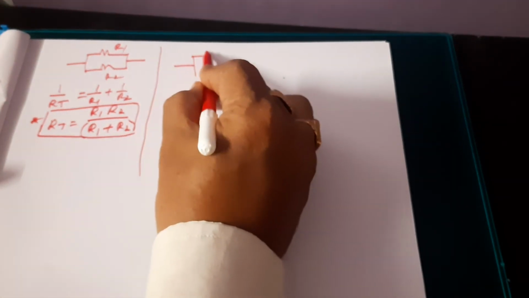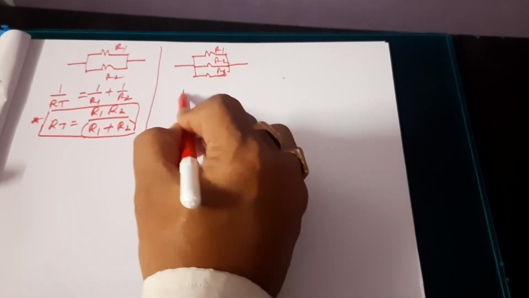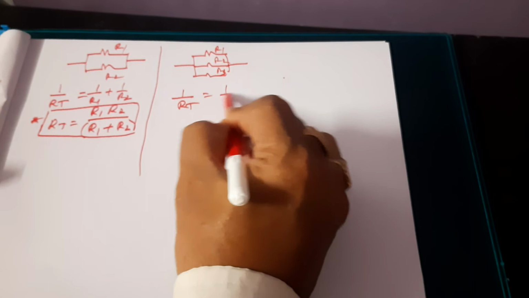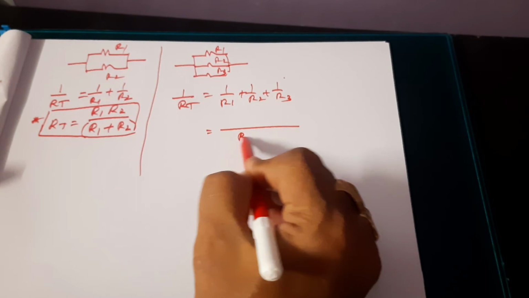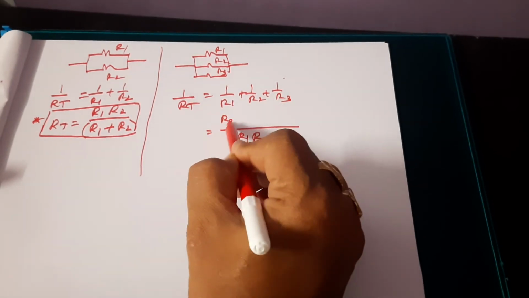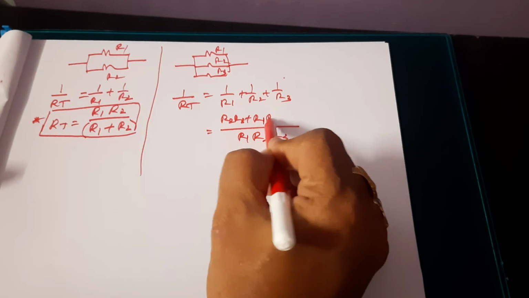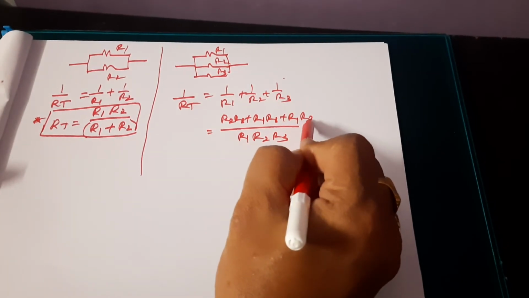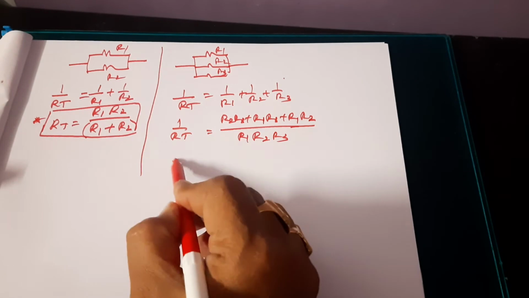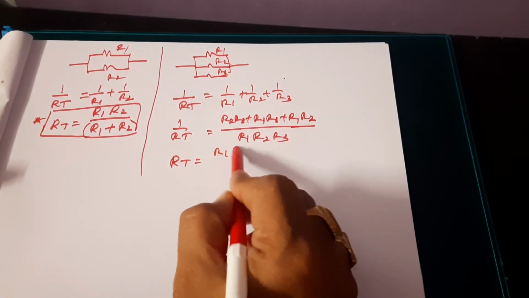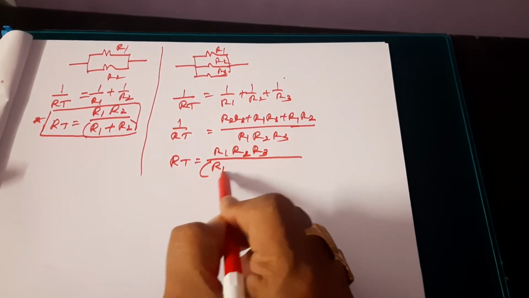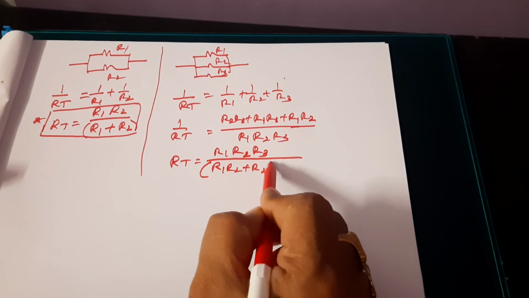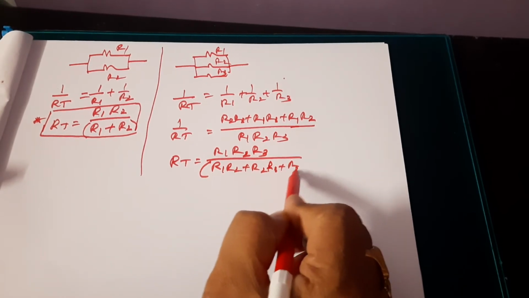Similarly, suppose you are connecting three resistances, R1, R2, R3, then we can write 1 by RT equal to 1 by R1 plus 1 by R2 plus 1 by R3. By taking the LCM, we can write like this. So this is R2 R3, R1 R3 and R1 R2. So therefore, directly we can write the total resistance as the product of three resistances by, in the denominator, R1 R2 plus R2 R3 plus R3 R1.